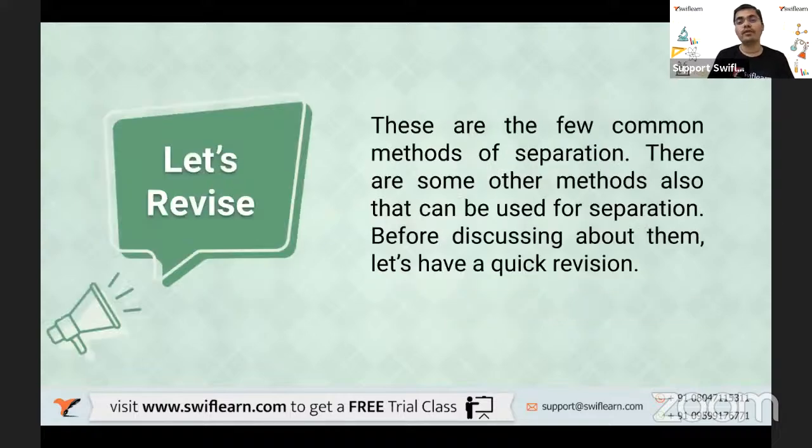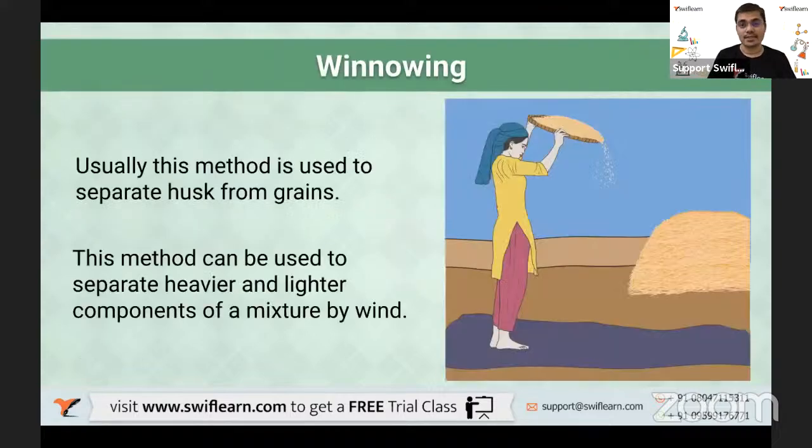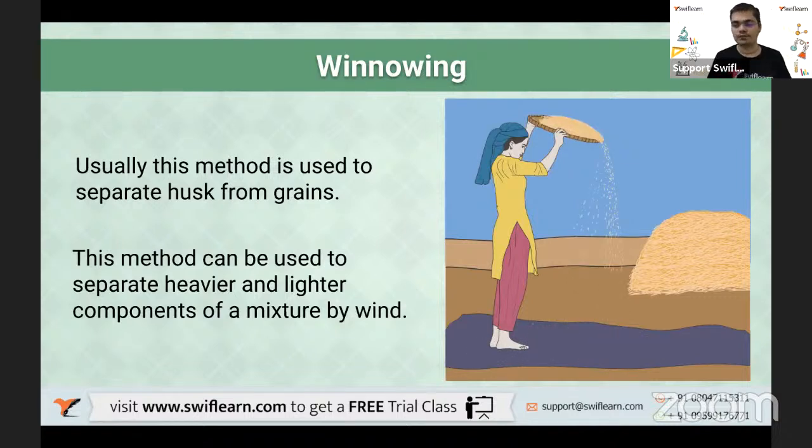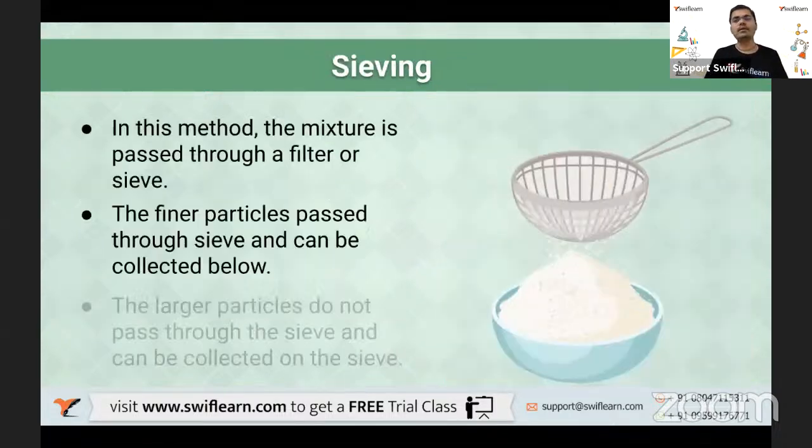So what is winnowing? What did we discuss in winnowing? Yes, this is the process. So in the winnowing process, basically what happens? Yes, heavier and lighter particles are separated. Very good. So heavier particles fall ahead and the lighter particles, because of the direction of the wind, fall near your feet. Exactly. So this is how the winnowing process is used for separating lighter and heavier components of the mixture. Very good.